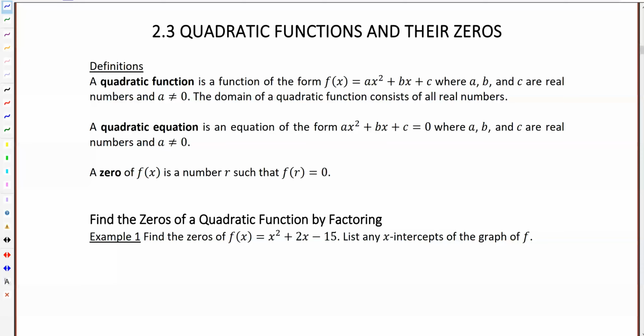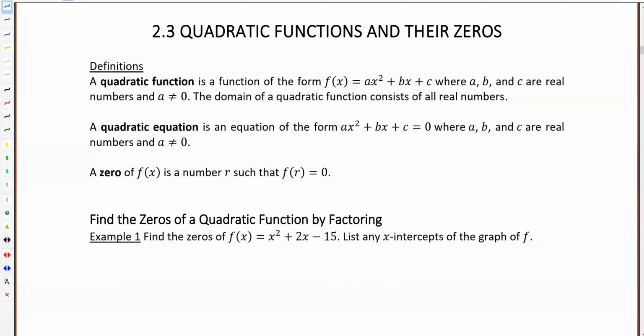A quadratic function is a function of the form f(x) = ax² + bx + c, where a, b, and c are real numbers, and a is not allowed to be equal to 0, because if a was 0, we wouldn't have the square term, and then we wouldn't be looking at a quadratic anymore. The domain of a quadratic function consists of all real numbers.